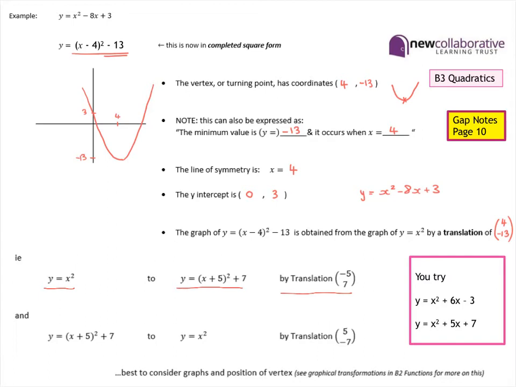Alternatively, you work the other way. You start with the graph y equals (x plus 5) squared plus 7, and you want to translate that to produce the graph of y equals x squared. You would go the other way, and that would be a translation of 5 units to the right and 7 units down.